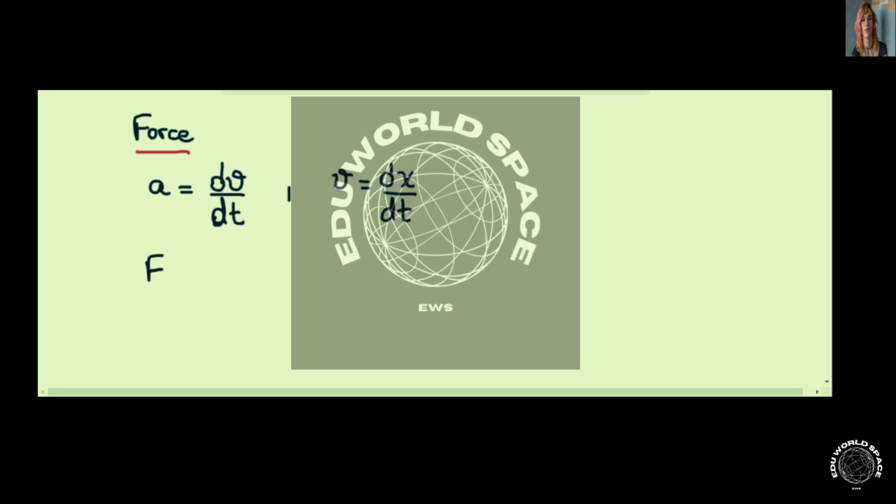Also remember that the force, according to Newton's second law, is equal to the mass of an object times its acceleration, a. So this is the total force. It's a sum of all the forces acting on an object that is called a net force.